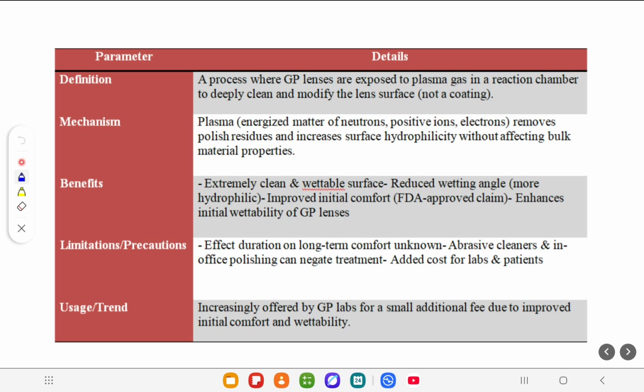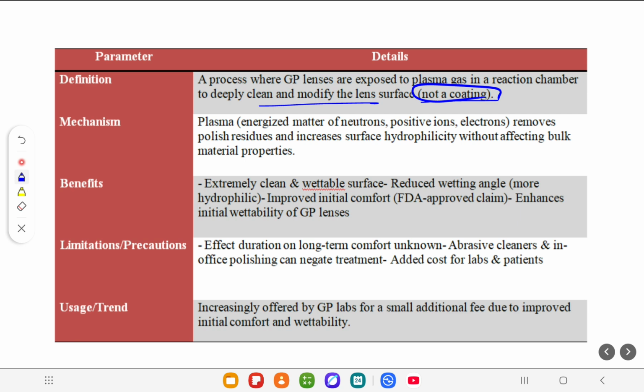The process, as roughly defined in this slide, is a process where GP lenses are exposed to plasma gas, which reacts, deeply cleans and modifies the lens surface, not coating. Definitely, it's a cleaned surface. The mechanism is that plasma energizes neutrons, positive ions, and electrons, removes the polishing residue from the surface, and increases the surface hydrophilicity without affecting the bulk material property. It doesn't change the material's property, but at the same time it doesn't coat anything. It just removes the residue and makes the surface more hydrophilic.